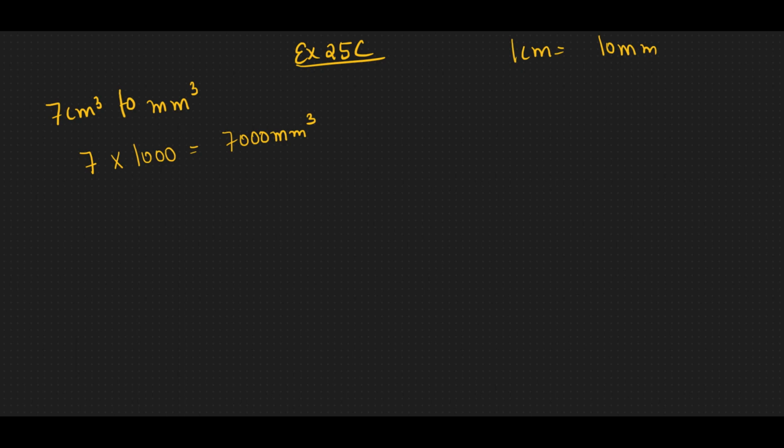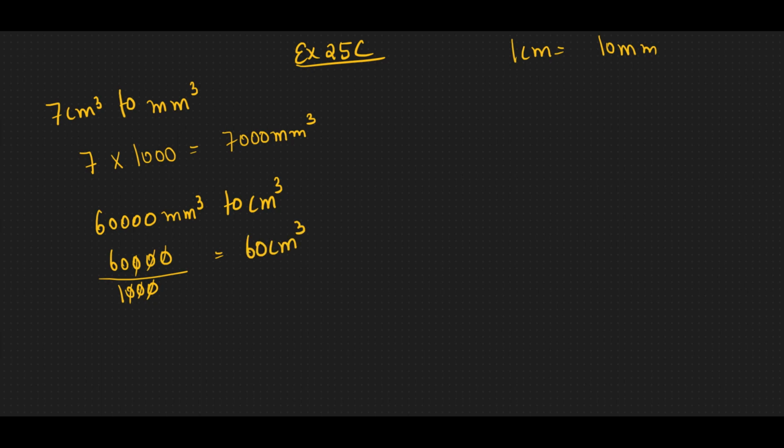Okay, now 60,000 millimeter cube to centimeter cube. So to convert this into centimeter cube, divide by 1000. This will be 60 centimeter cube. To convert centimeter cube into millimeter cube, multiply by 1000. To convert millimeter cube into centimeter cube, divide by 1000.